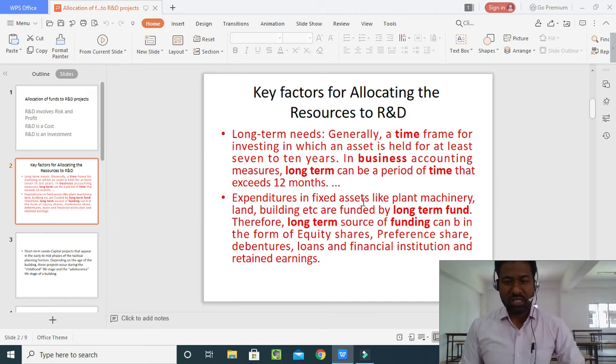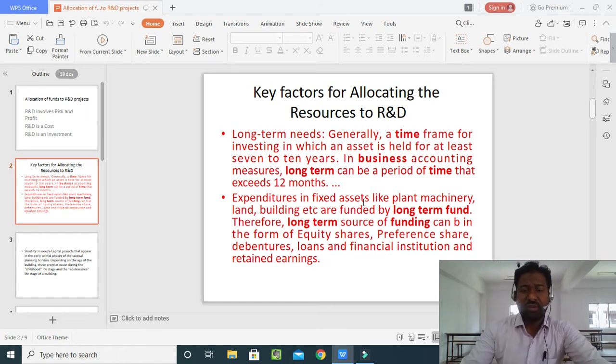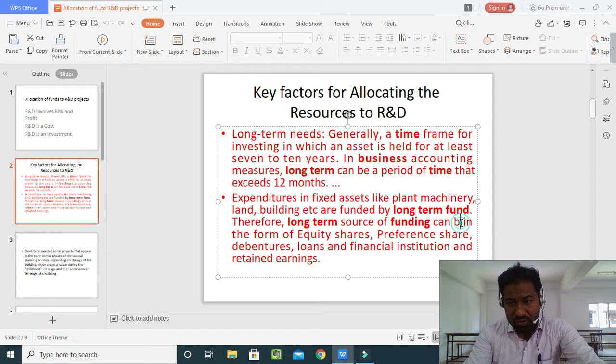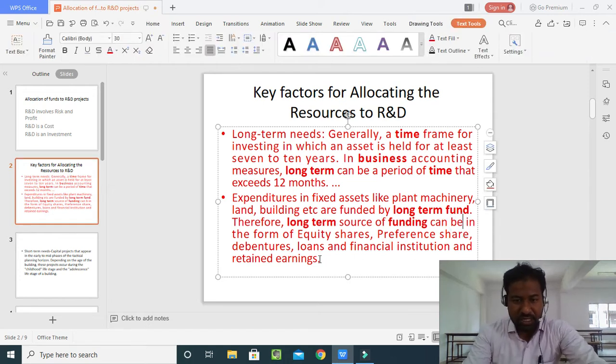So all these things, the long-term funds, that means land and buildings and plant and machinery and some other things which come under fixed assets, will have some expenditures we have to go for. So what are those long-term sources of funding? They can be in the form of equity shares, preference shares, debentures, loans, bonds, financial institutions, and retained earnings, whatever it may be.